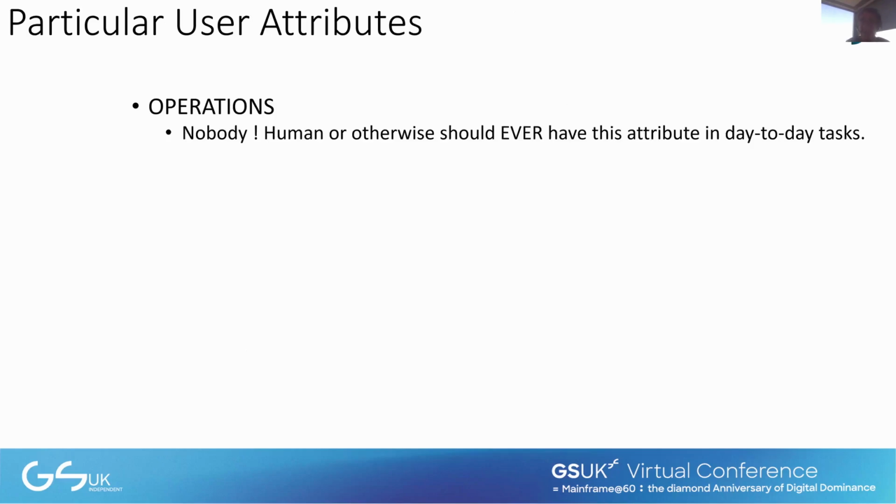Particular user attributes. Well, when we look at users in z/OS, how am I doing for time? Ooh la la. Okay, I better hurry up. It's RACF specific, but this could happen for you. But this is my take on it. There's a thing called the operations attribute in RACF, and the idea in 2025 is nobody, human or otherwise, should ever have this attribute.